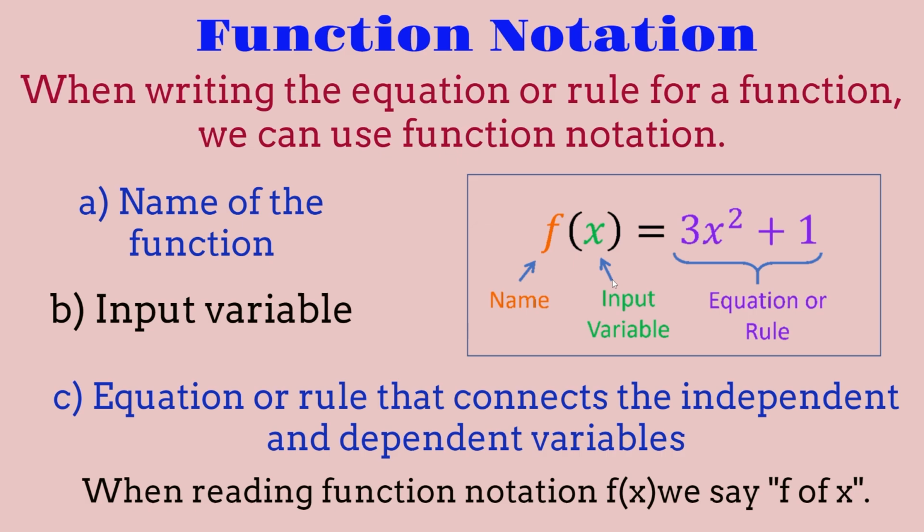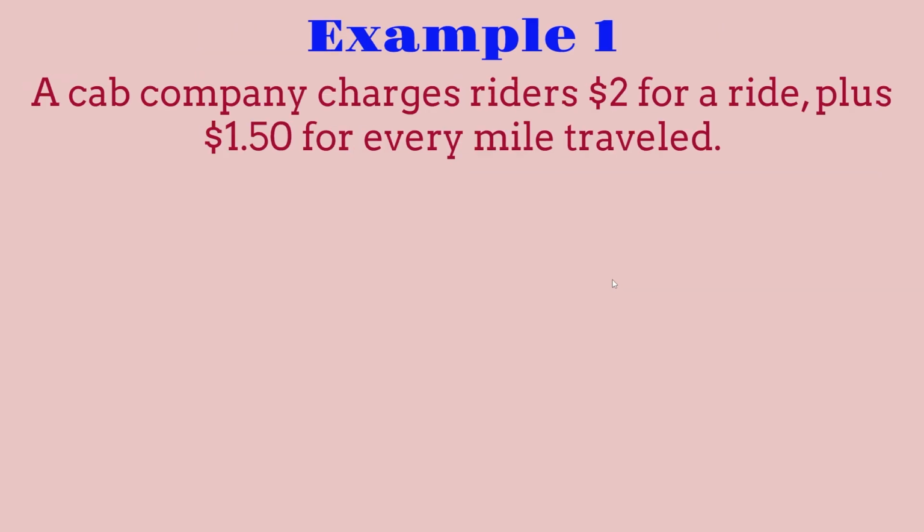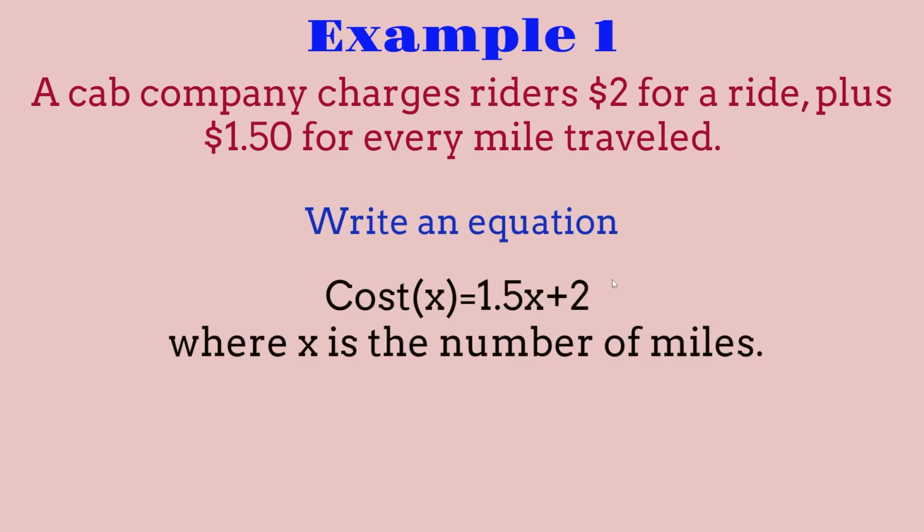Now since we know a little bit about function notation, let's go over some example problems to further enhance our understanding about this topic. For example number 1, a cab company charges riders $2 for a ride plus $1.50 for every single mile traveled. In order to create a function for this, we need to write an equation. The equation is going to look like this: cost(x) is equal to 1.5x plus 2.